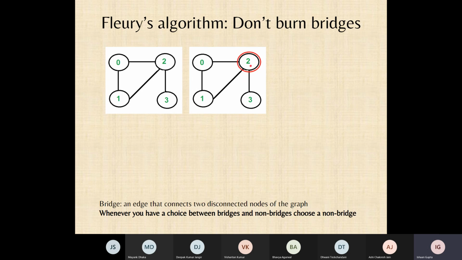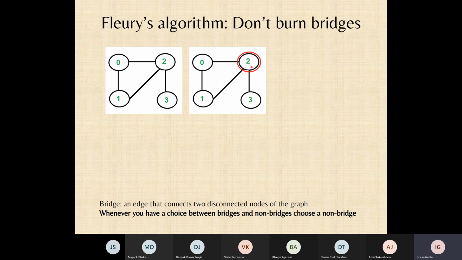Therefore, the computational time that is typically associated with these kinds of algorithms is edge squared, because for each edge, you have to traverse all the other edges just to make sure that this edge is not a bridge edge. That's what you do at each point when you are following the path. You don't take the bridge path.